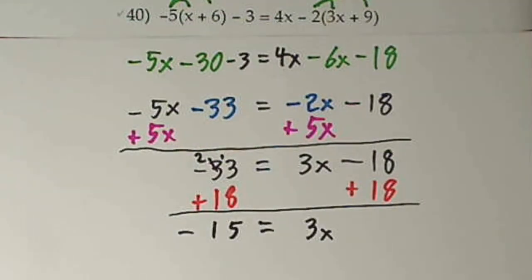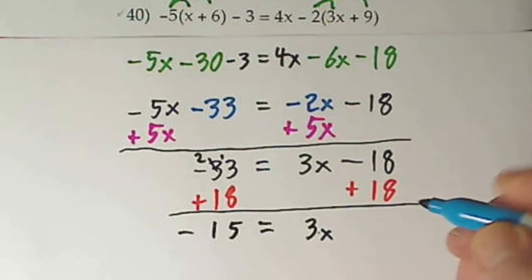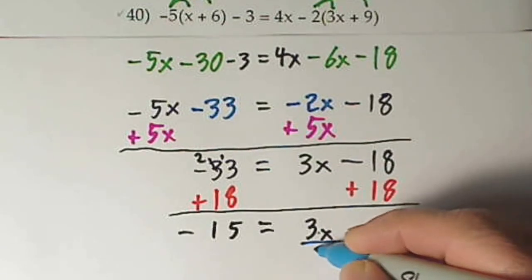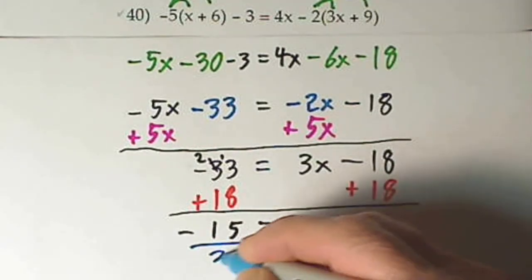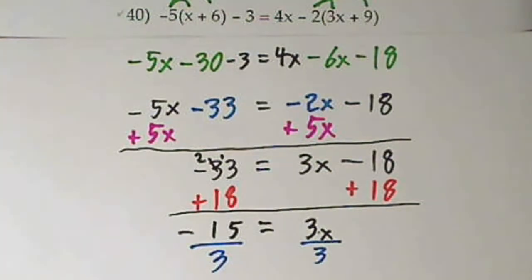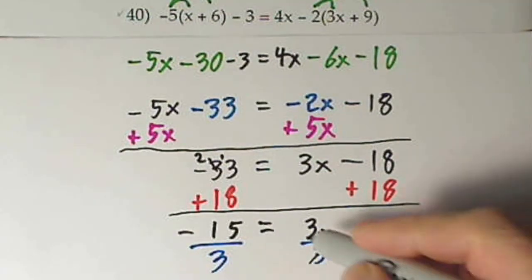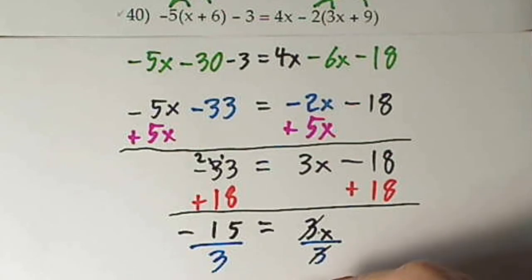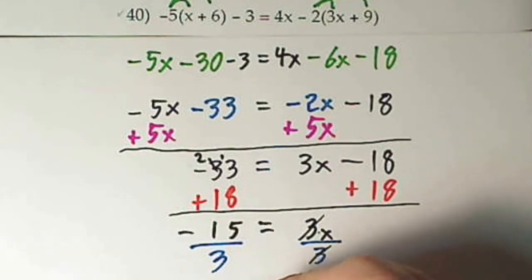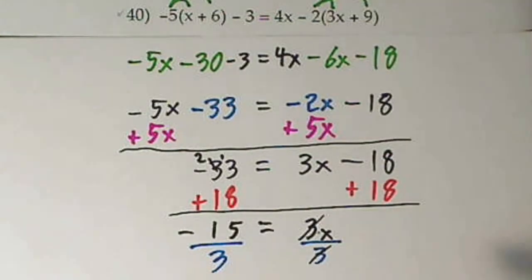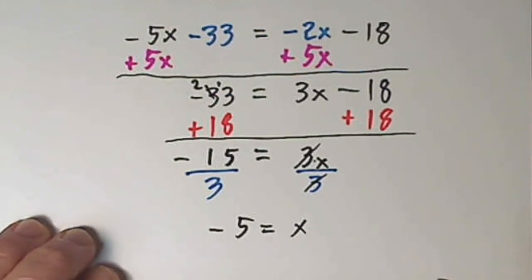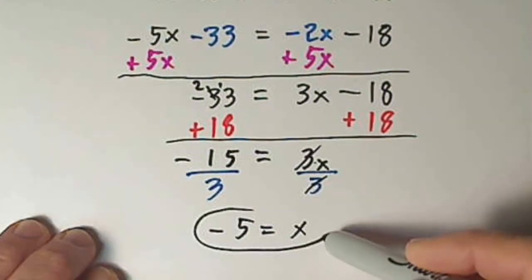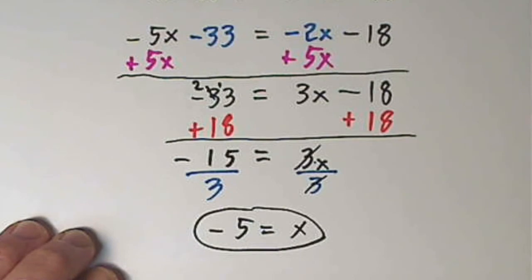Alright, last step to get x by itself. Get rid of the 3. It's held there by multiplication, so the opposite is division. Divide by 3, divide by 3, and when you do that, 3 goes into 3 once, x equals, and that would be negative 5. Sorry, lost track of that there. So that would be our answer to number 40.